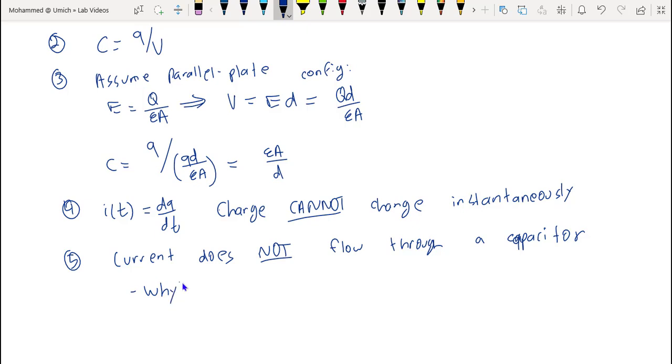Why? No free charge carriers in a perfect dielectric medium.